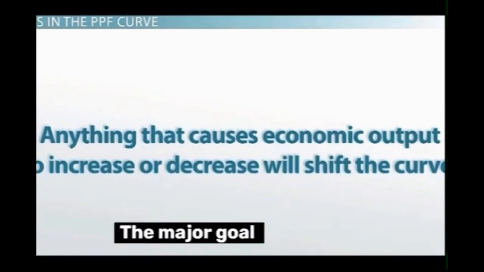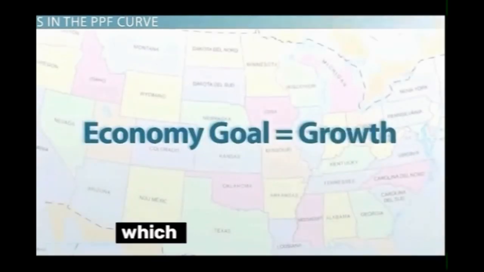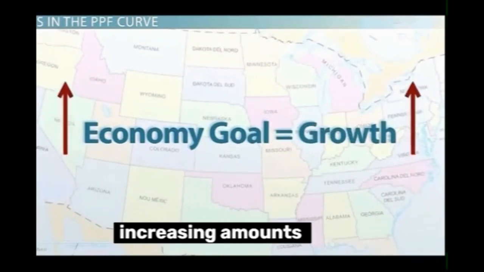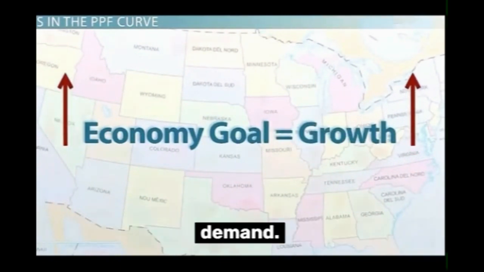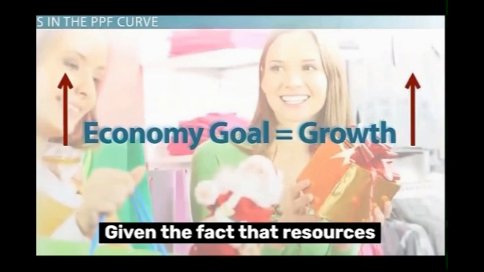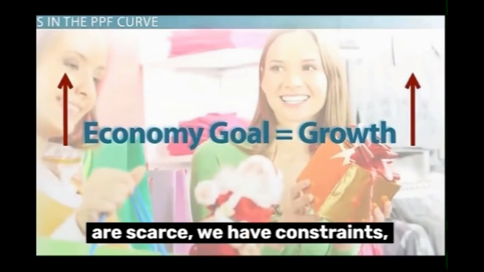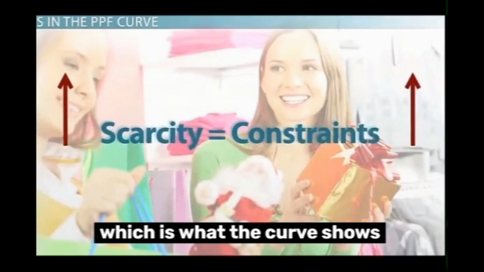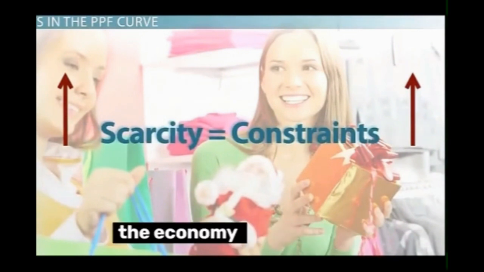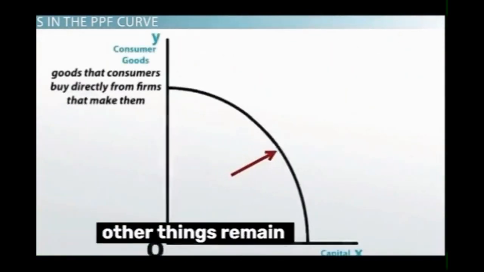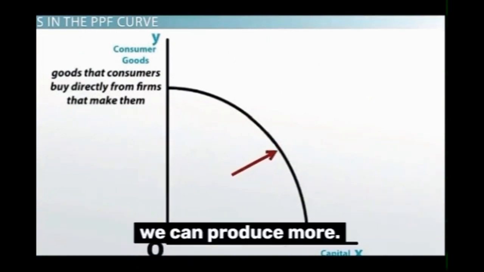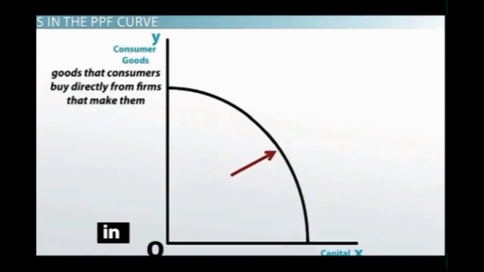In any economy, the major goal that you're trying to achieve is growth, which is to say, producing increasing amounts of the goods and services that consumers demand. Given the fact that resources are scarce, we have constraints, which is what the curve shows us. When the economy grows and all other things remain constant, we can produce more. So this will cause a shift in the production possibilities curve outward or to the right. If the economy were to shrink, then of course the curve would shift to the left.